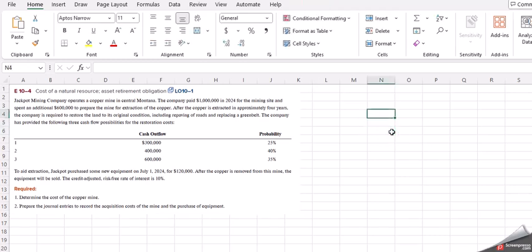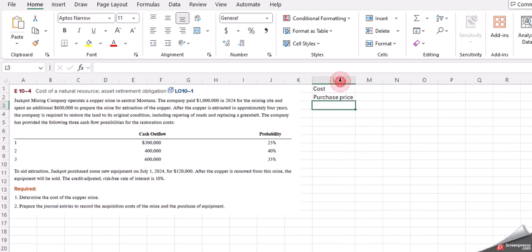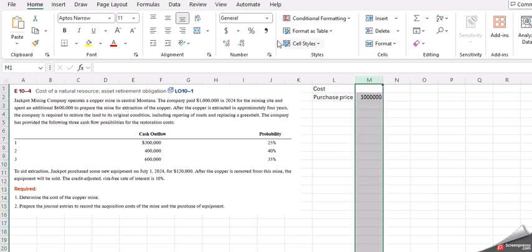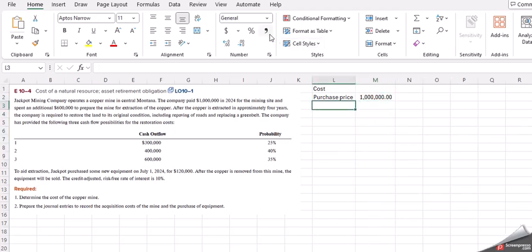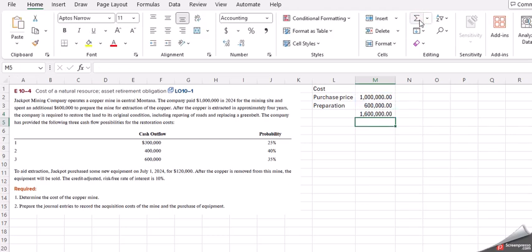Okay, so if we come up here, the cost of the mine, we would have our purchase price, right, which was $1 million. And then they spent an additional $600,000 to prepare it. So those would be included. Now then when we come down, so that's going to be the cost of the mine.